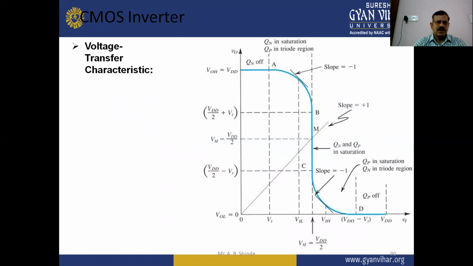There is also the CMOS inverter transfer characteristics here, between output voltage and input voltage. There are different regions in this transfer characteristics, with slope +1 and slope -1. Transistor Qn is in the off region and Qp is also in the off region, and Vm equals VDD upon 2. Qn is in the saturation region, and Qp is in the triode region. These different regions of the transfer characteristics of the CMOS inverter are represented here.